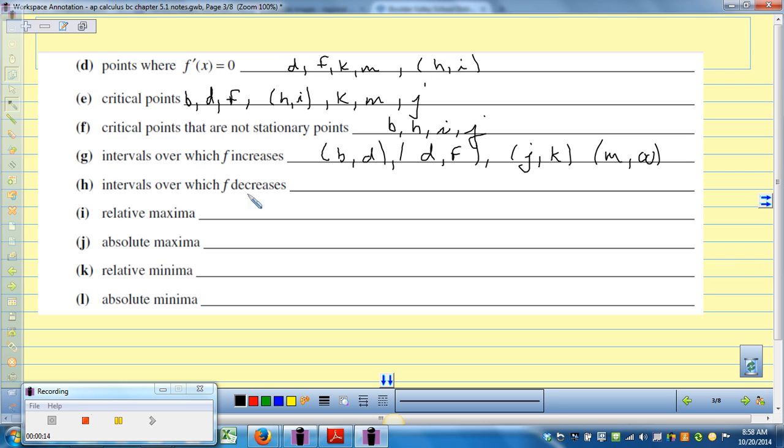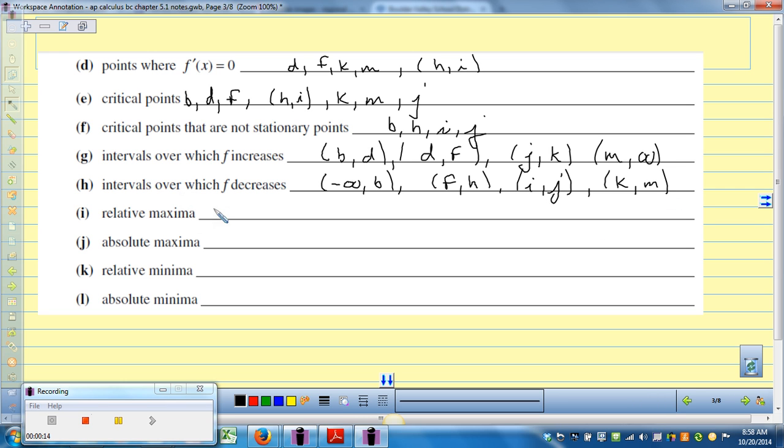How about H, intervals where F decreases? Monica, did you get that one? I have it, I think. I did X is less than B. Yep, and so then negative infinity to B. What else? F to H. I to J, K to M. That was good.